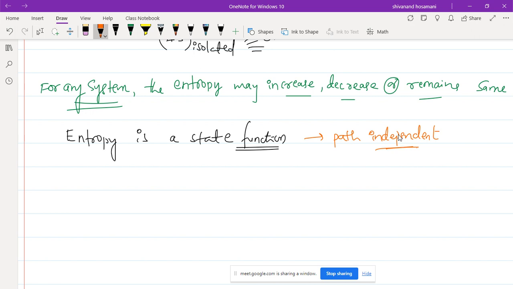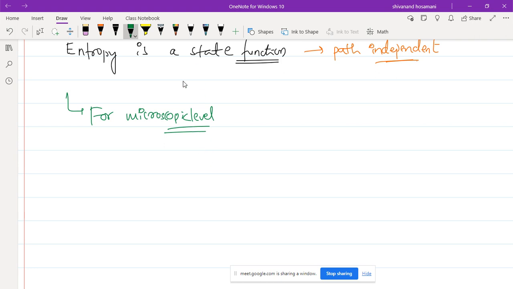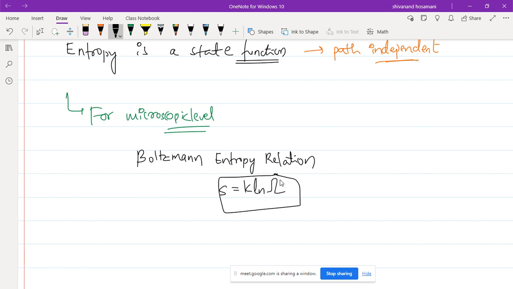Boltzmann also gave an entropy relation for the microscopic level, statistically. The Boltzmann entropy relation is given by S is equal to k ln of omega, where omega is the number of microstates of the ensemble. So your statistical mechanics will be like that.